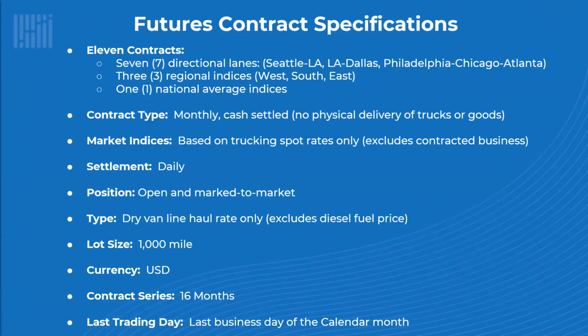The type of contract: these are dry van line haul contracts. They exclude diesel fuel pricing as well as any accessorial prices. So what you're seeing is the actual price that it takes to move a 53-foot dry van along the 7 identified lanes. The contract size is 1,000 miles. That's the unit size. They're priced in dollars and cents per mile. And the forward curve goes out 16 months, so you can trade 16 monthly contracts forward as part of these futures contracts. The last trading day is the last business day of the calendar month.